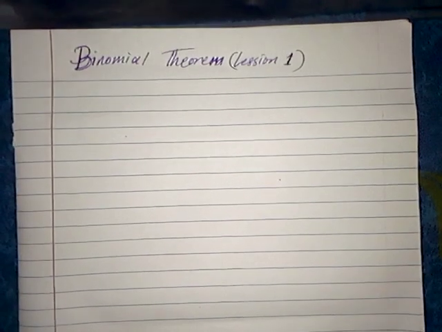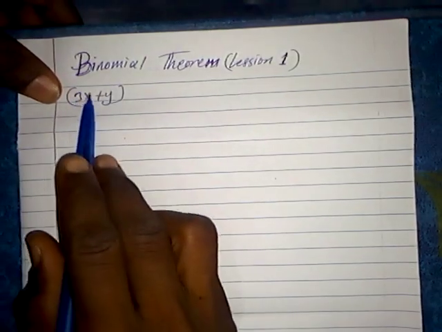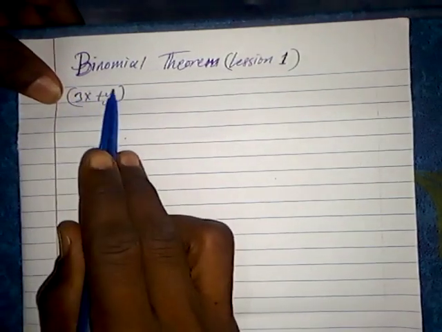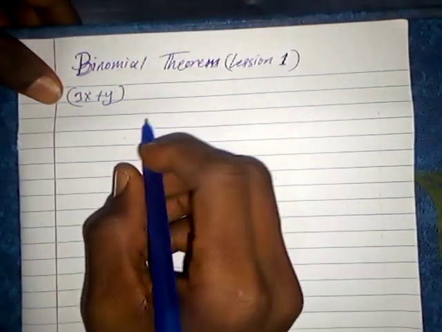And this is lesson 2 of binomial theorem, right? What is a binomial? Or how to identify a binomial? First of all, a binomial is an expression which contains two terms which are connected by a plus or minus sign. Example, 3x plus y is a binomial. Why? Because it contains the first term and the second term. A binomial must always contain two terms and a plus or minus sign between.